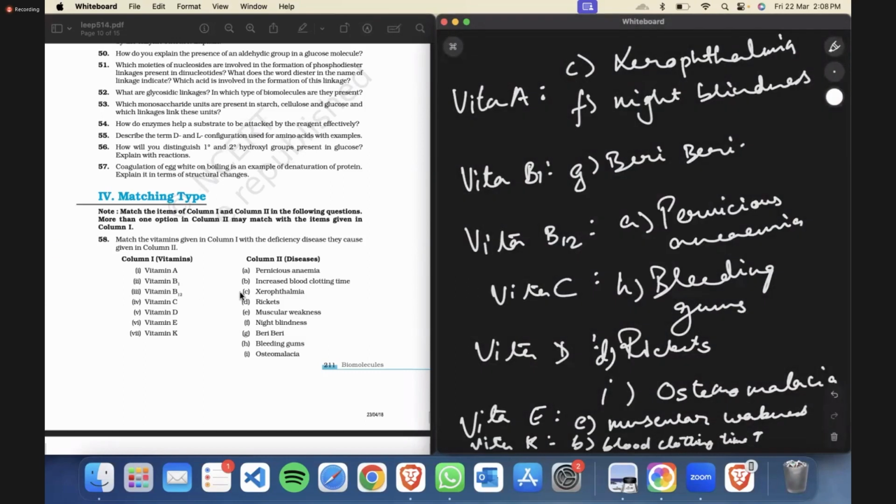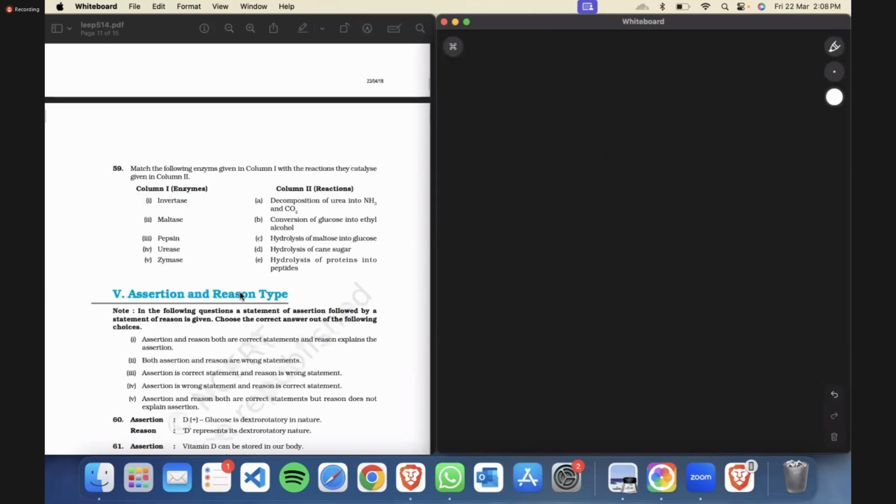Now question number 59. Match the following enzymes given in column 1 with the reactions they catalyze given in column 2. Okay. So number 1 is invertase. Invertase is hydrolysis of cane sugar. This is the right one, D. Now second, maltase. The function of maltase is hydrolysis of maltose into glucose.